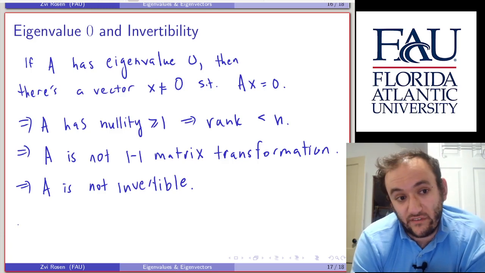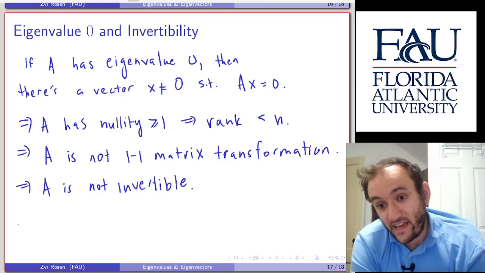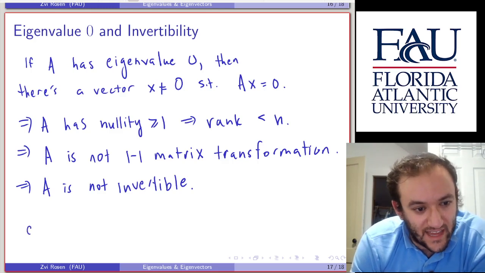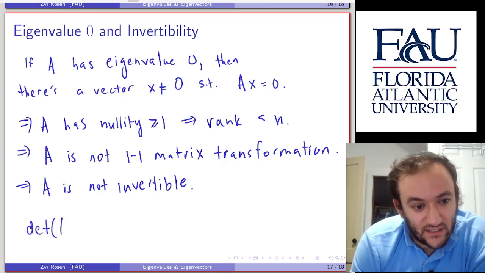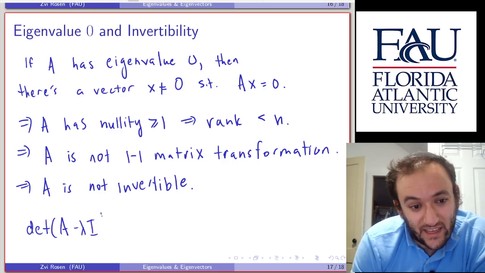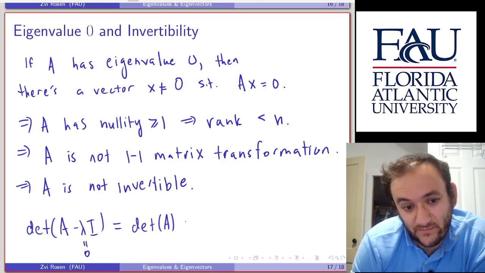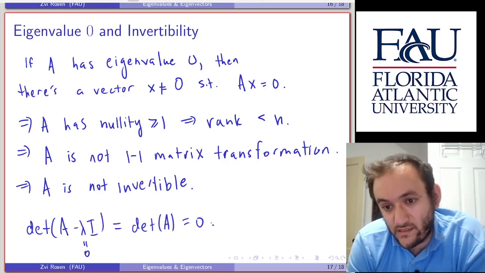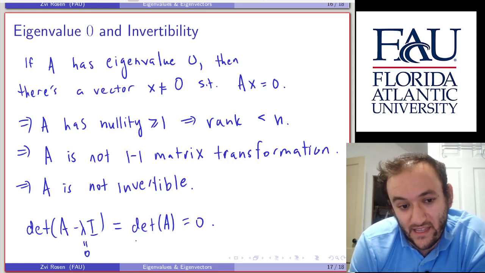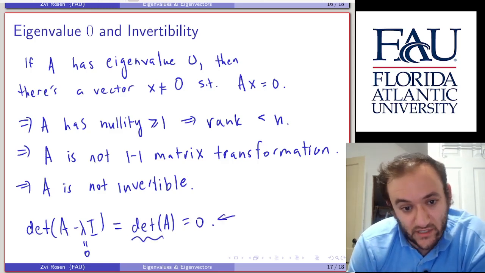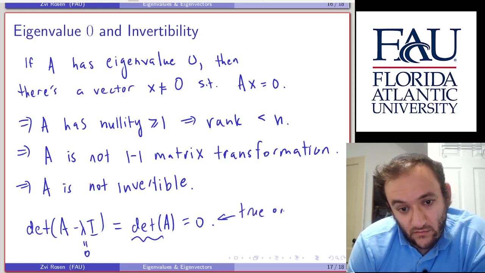So if A has 0 as an eigenvalue, that means it's not invertible. And another way to point this out is that if we take the determinant of A minus lambda I in the case that lambda equals 0, this is just the determinant of A, and that's going to be equal to 0. So that means that the determinant is 0, which we know is only for singular matrices.